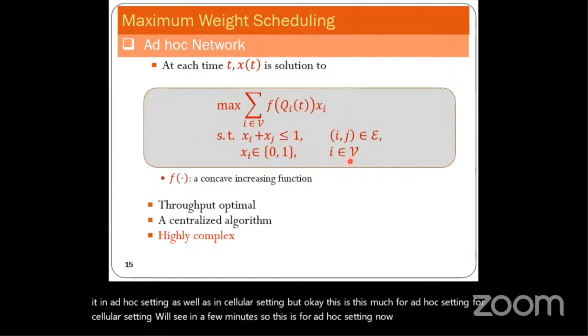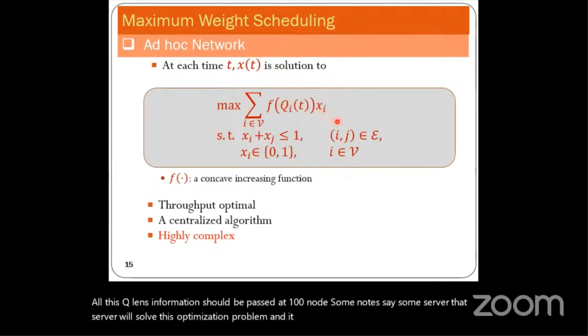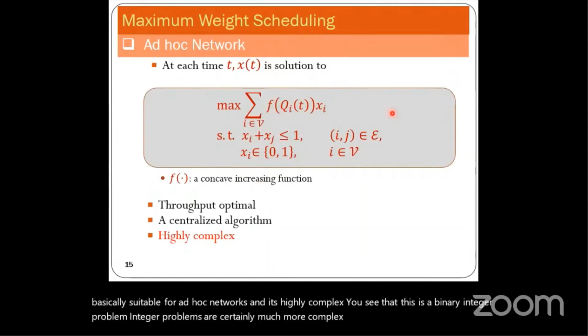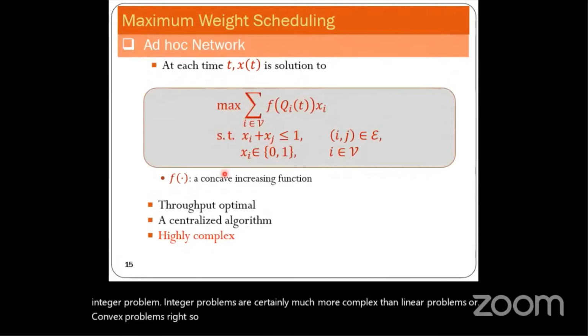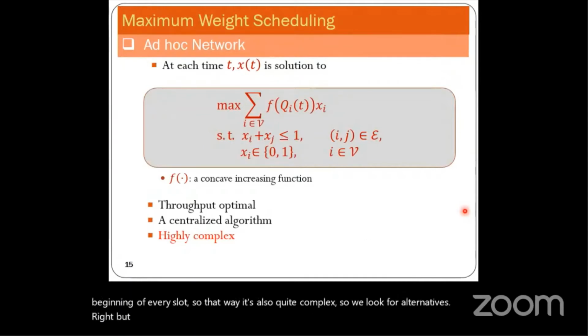Now to solve this problem, all this Q-length information should be passed to one node, some node, say some server. That server will solve this optimization problem, and it will tell the best schedule or best combination of nodes that should be active at that point, right? So it's a centralized algorithm. So it's not basically suitable for ad hoc networks, right? And it's highly complex. You see that this is a binary integer problem. Integer problems are certainly much more complex than linear problems or convex problems, right? So it's a complicated problem, and notice that you have to solve it at the beginning of every slot. So that way it's also quite complex. So we look for alternatives, right? But it serves the primary purpose. We were looking for a throughput optimal algorithm, and this is a throughput optimal algorithm.